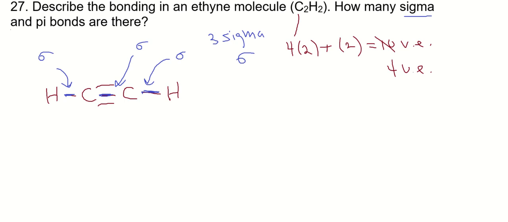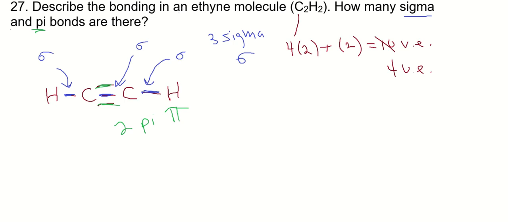Now, sigma bonds are your head-on overlapping of orbitals. They're going to be more stable than your pi bonds, so they're always going to be the first one to form. Now, your pi bonds are your second and third bonds in your multiple bonds. So there are 2 pi bonds in this molecule.